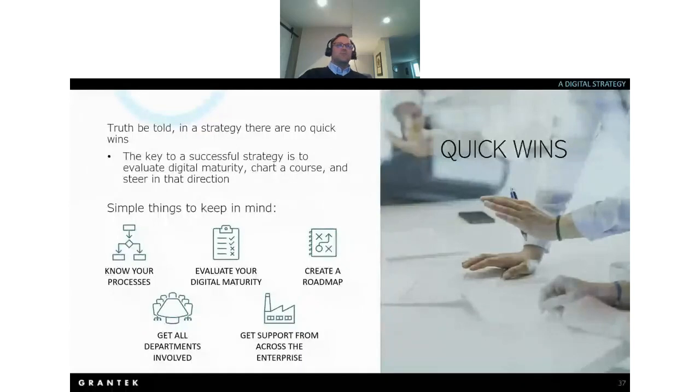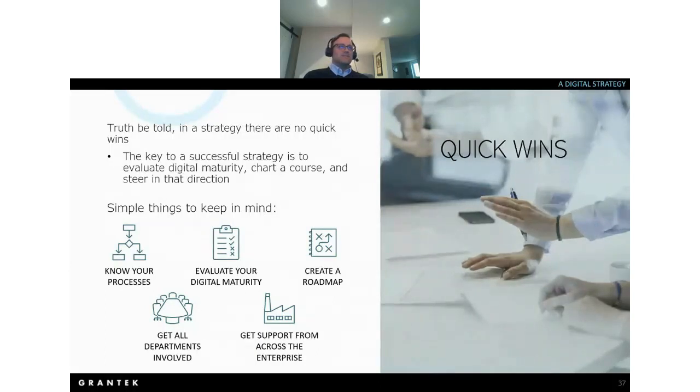Everybody wants a quick win, but truth be told, when you're thinking strategically, quick wins aren't necessarily the best course of action. The key to a successful Pharma 4.0 strategy is to evaluate your digital maturity, figure out where you want to go, chart the course, and steer your organization in that direction.